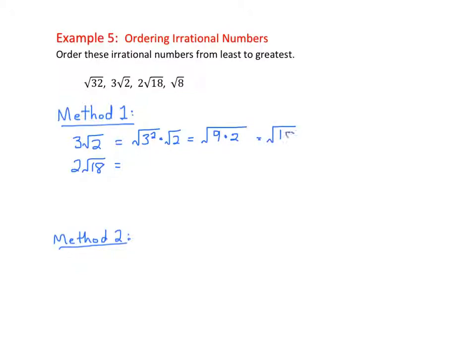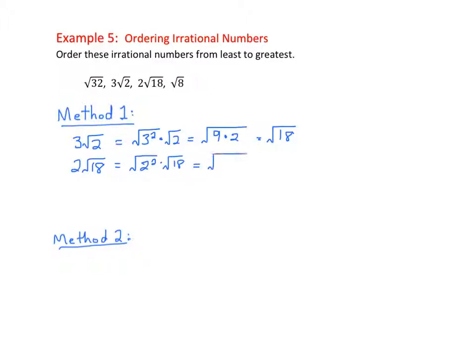3 squared equals 9, so we have 9 times 2 under the root sign, and that gives us the square root of 18. For 2 times the square root of 18, we have the square root of 2 squared as an equivalent root there, and it's going to be multiplied by the square root of 18.